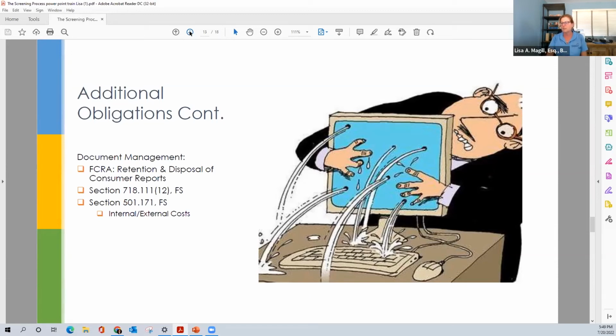I say there, section 501.171, that's the liability for release of personal identifying information. Those consumer reports can have a lot of personal identifying information.